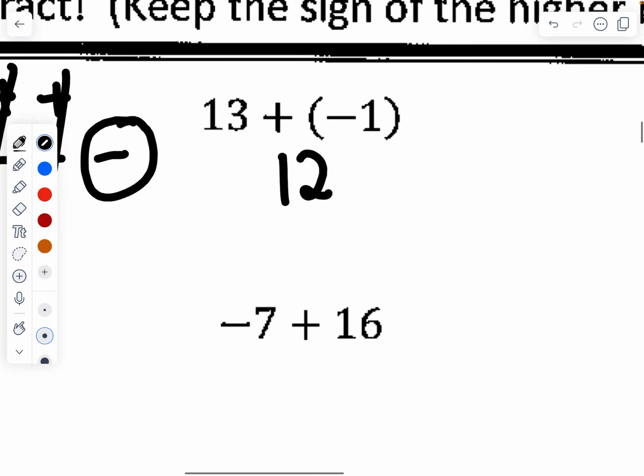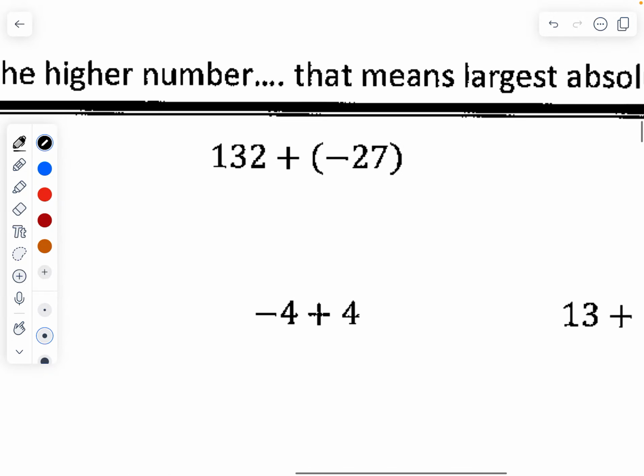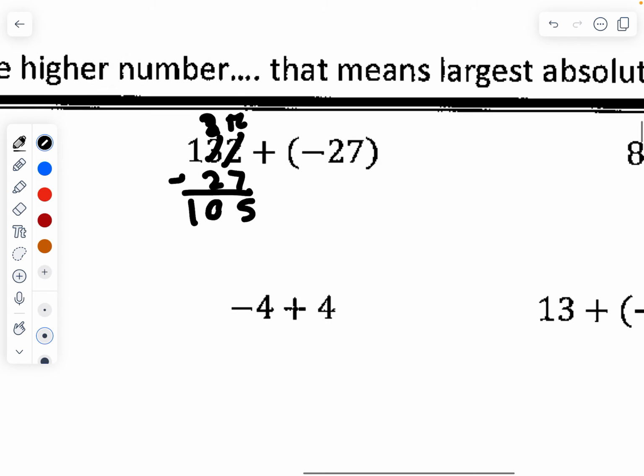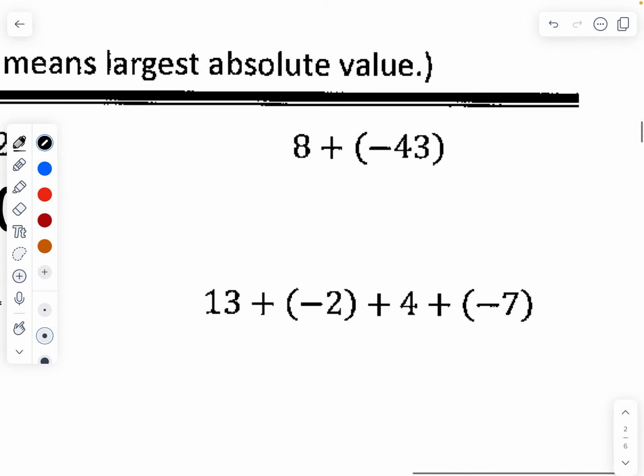Because they have different signs, you subtract them. -7 plus 16, that will be a positive 9. 132 plus -27, that would be roughly 95, I believe. Let's see, 27, subtract that. It's going to be a 12. That's going to be a 2, 5, 0, 105. Mr. Chell's math is slightly off today. 105, not 95, 105. -4 plus 4, that's a 0. Those are opposites. Opposites cancel each other out.